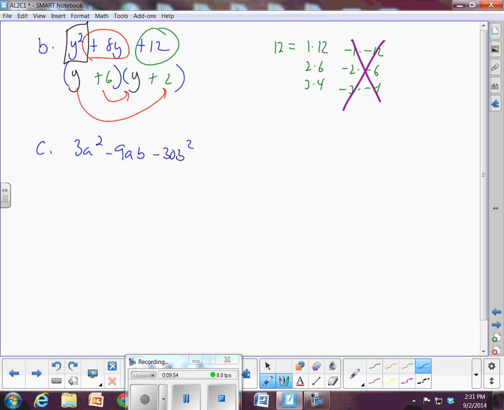3a squared minus 9ab minus 30b squared. All right, what do we want to do first? FOCFF, factor out common factors first. I see a common 3. So we better get that common 3 out.